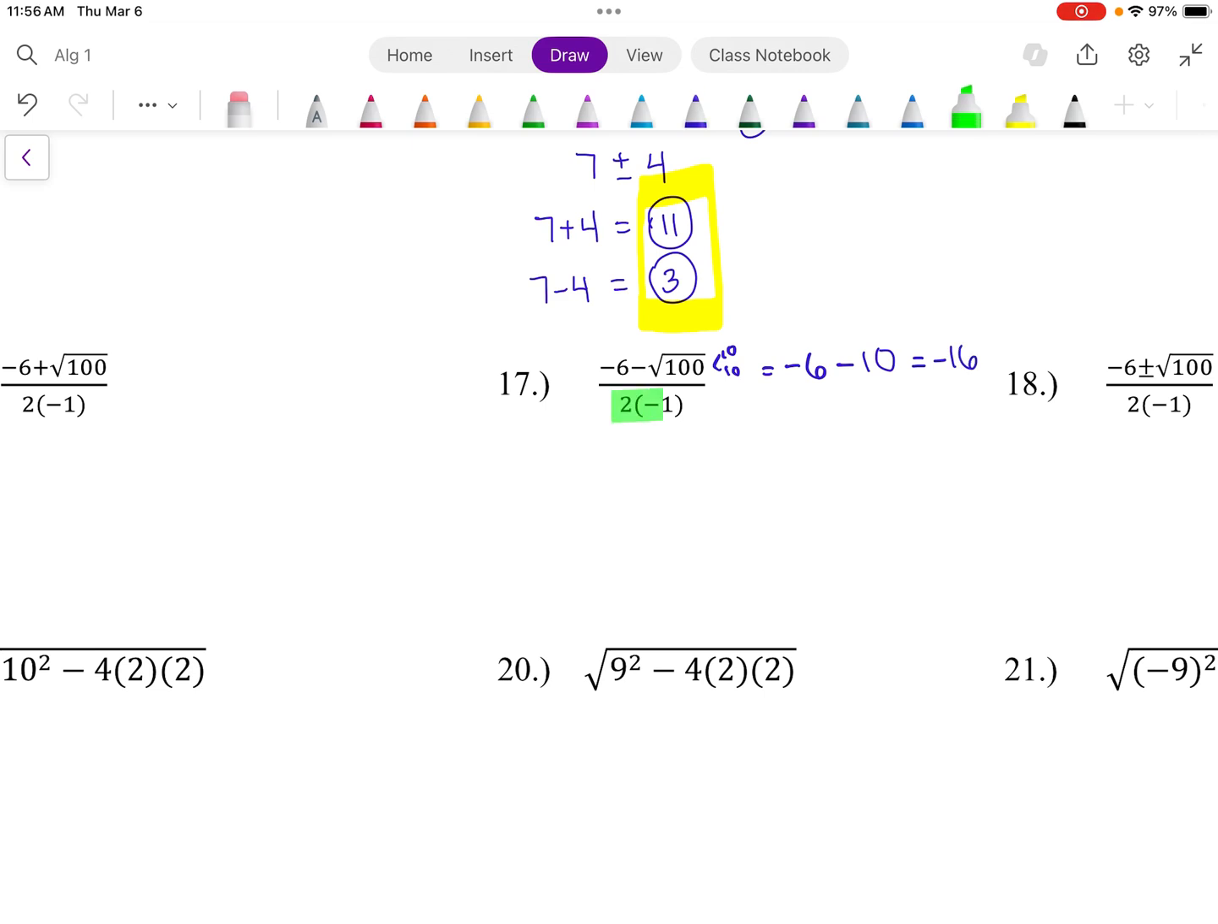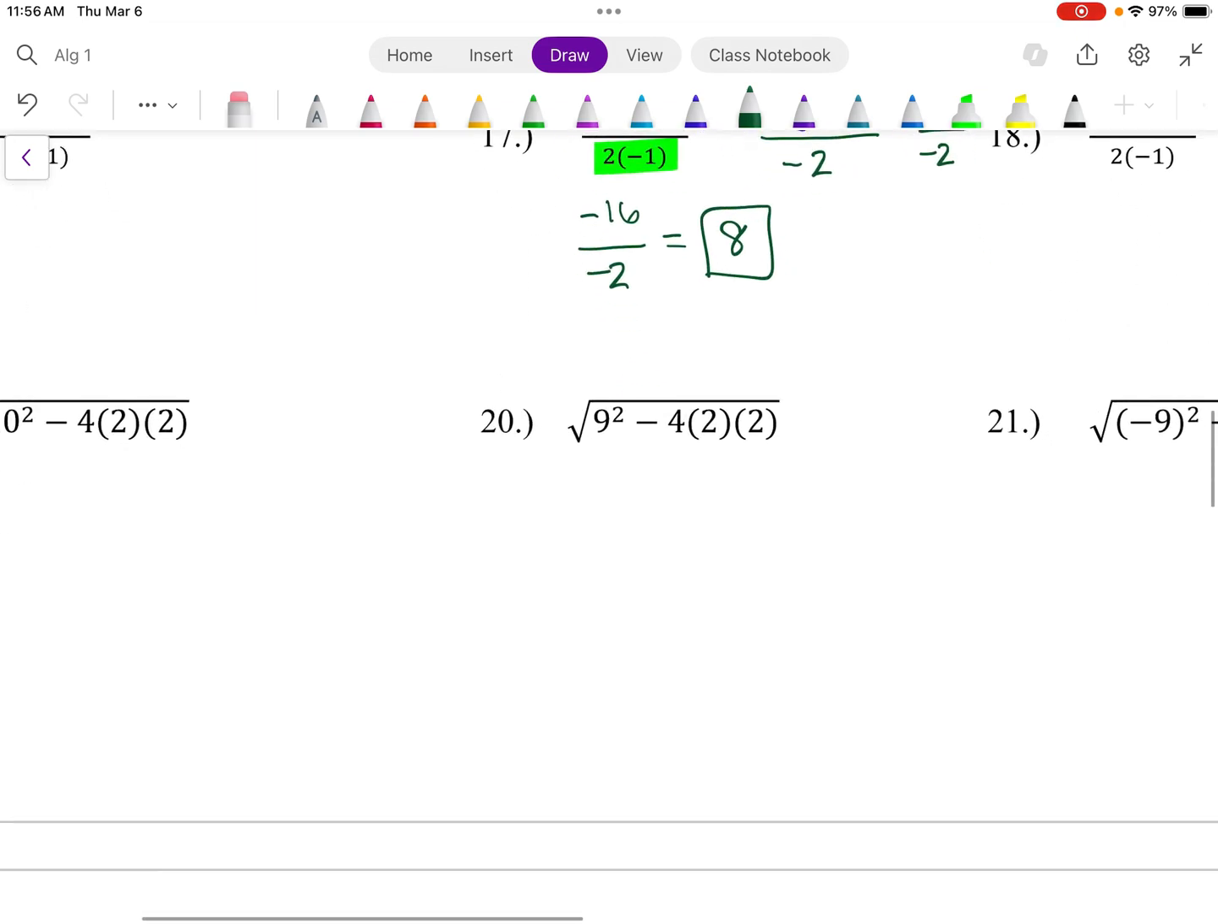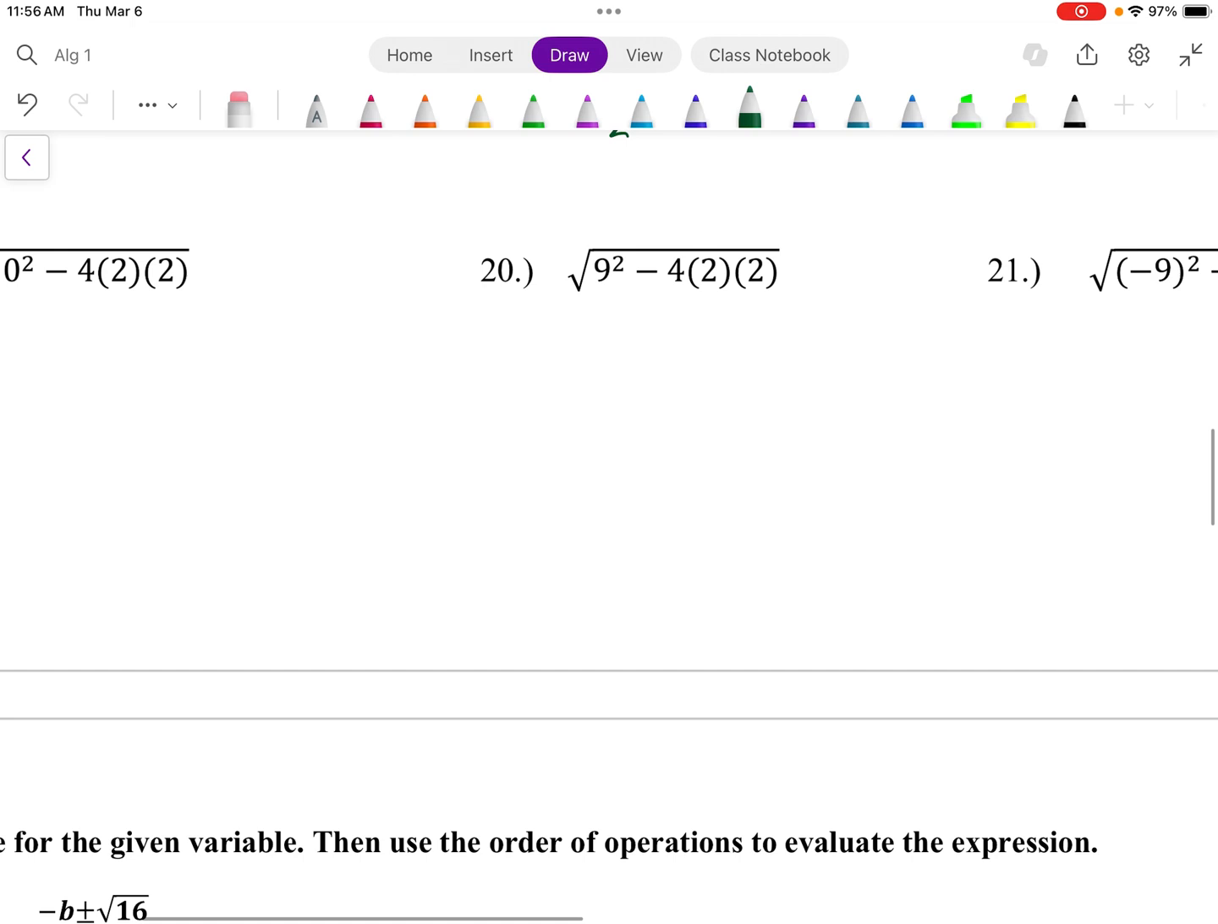Now I'm going to think about the denominator. It just says 2 times negative 1. Okay, 2 times negative 1 is negative 2. So now that we have negative 16 divided by negative 2, we can figure that out, and it would leave us with 8. So when you've got fractions, you have to simplify everything in your numerator with your order of operations and everything in your denominator. And once you have that figured out and you've got your number divided by your number, then you can find your final answer.